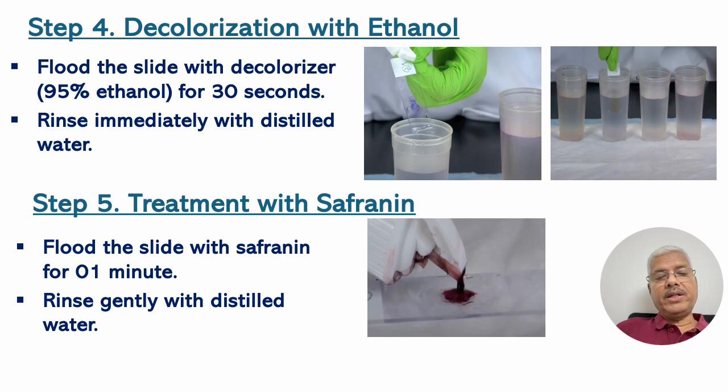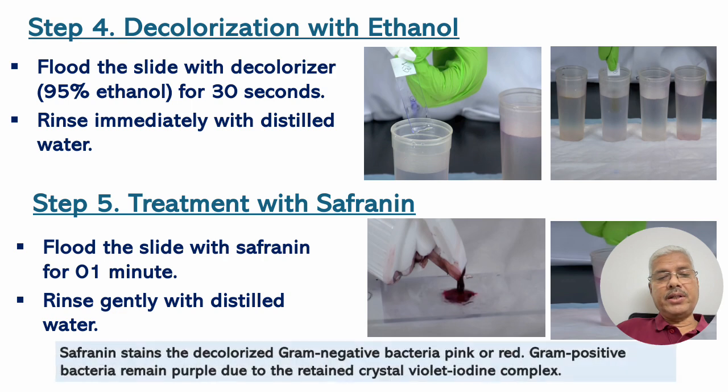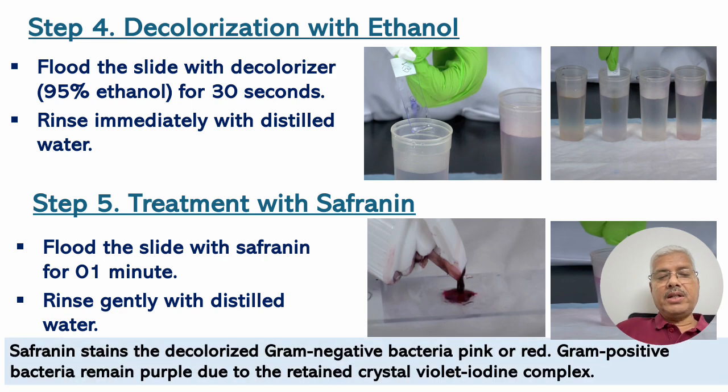Step 5 is the treatment with the safranin stain, that is the counterstain. Flood the slide with the safranin for 1 minute and rinse gently with distilled water. Safranin stains the decolorized gram-negative bacteria pink or red. Gram-positive bacteria remain purple due to the retained crystal violet iodine complex.